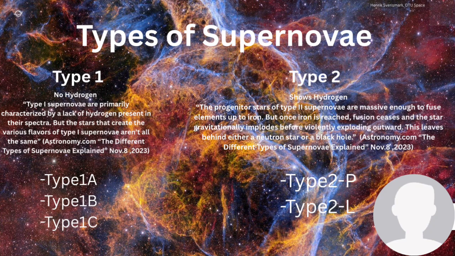As I address the different types of supernova, they are categorized in two types while having their subparts. Type 1 is a supernova that lacks hydrogen in its spectrum, and it has a type 1a supernova, which occurs in a binary system where a white dwarf accumulates matter from its companion star, and it reaches critical mass and it explodes.